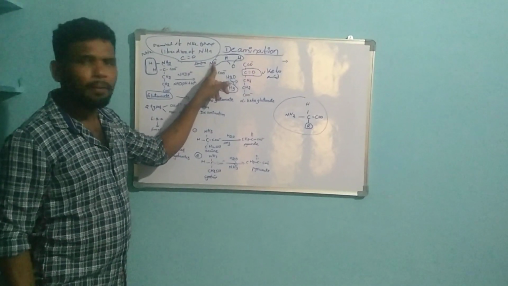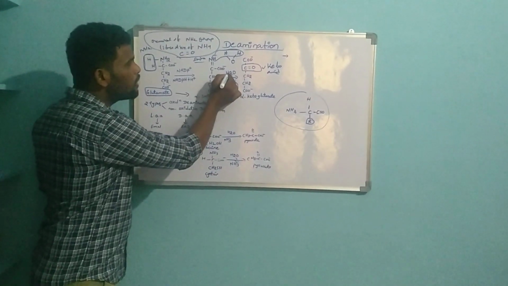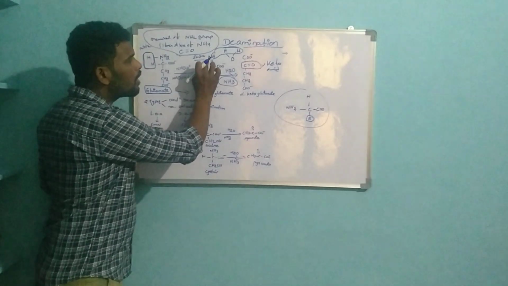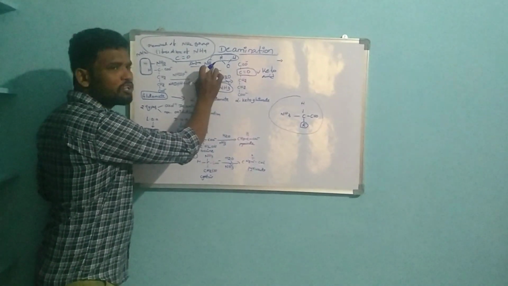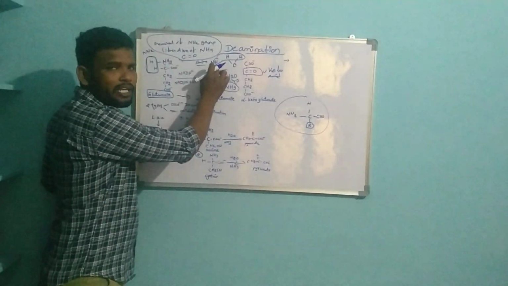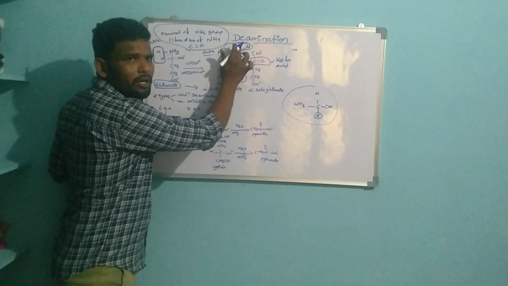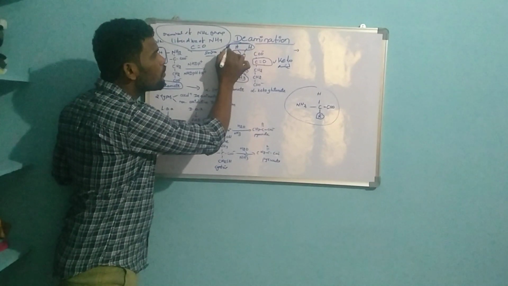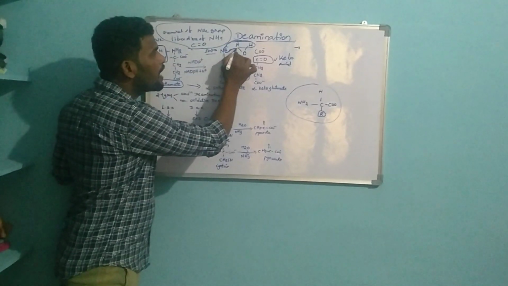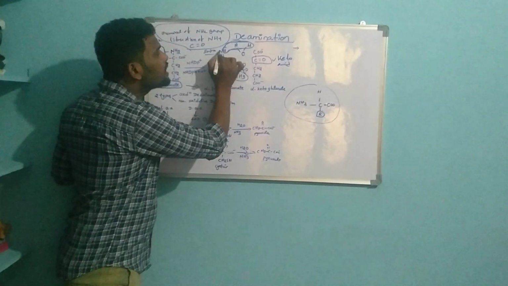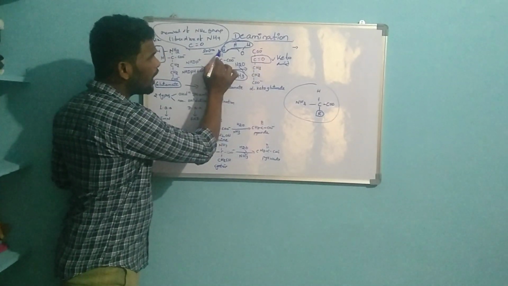Okay, so what will happen? The water molecule comes and binds with the NH position. The NH position already has one hydrogen atom, and the water molecule consists of two hydrogen atoms. So these two hydrogen atoms come and bind with the other hydrogen atom, leading to the liberation of NH3.